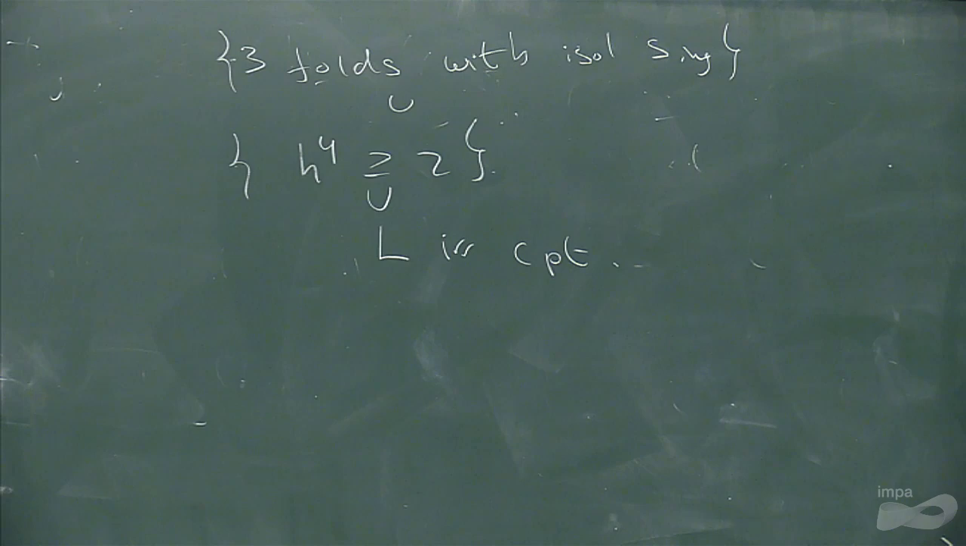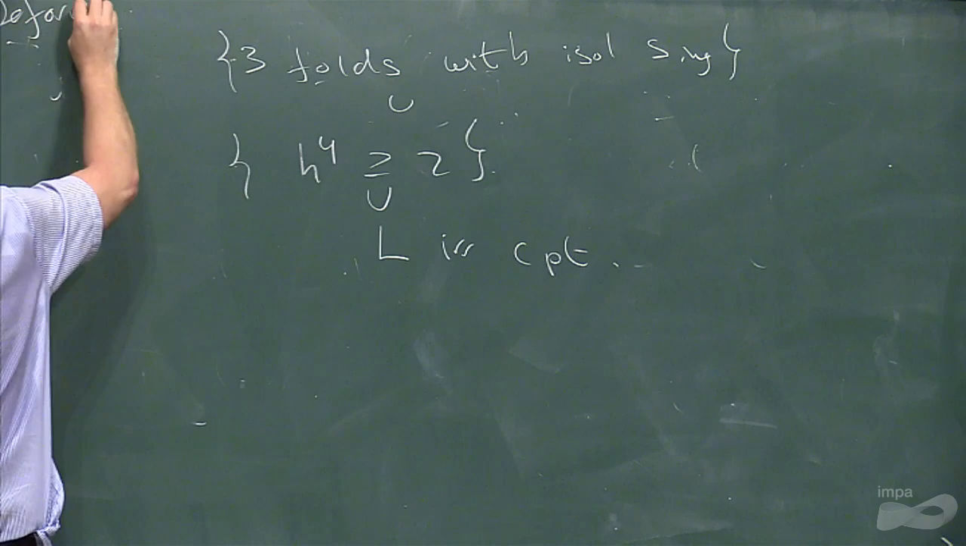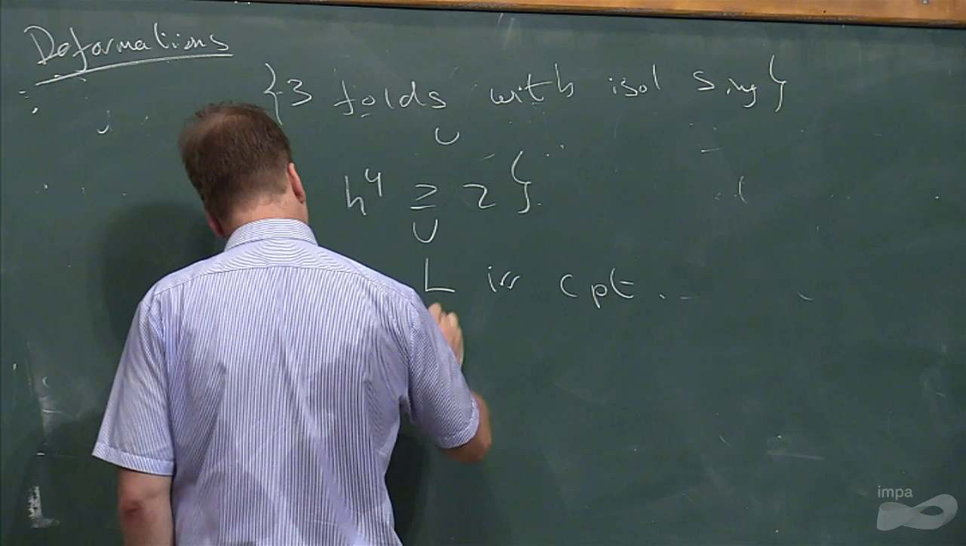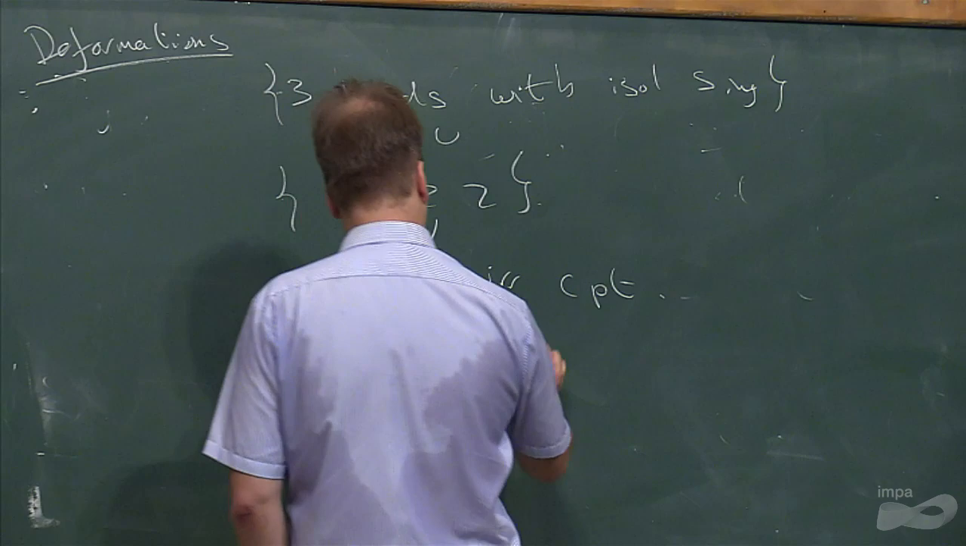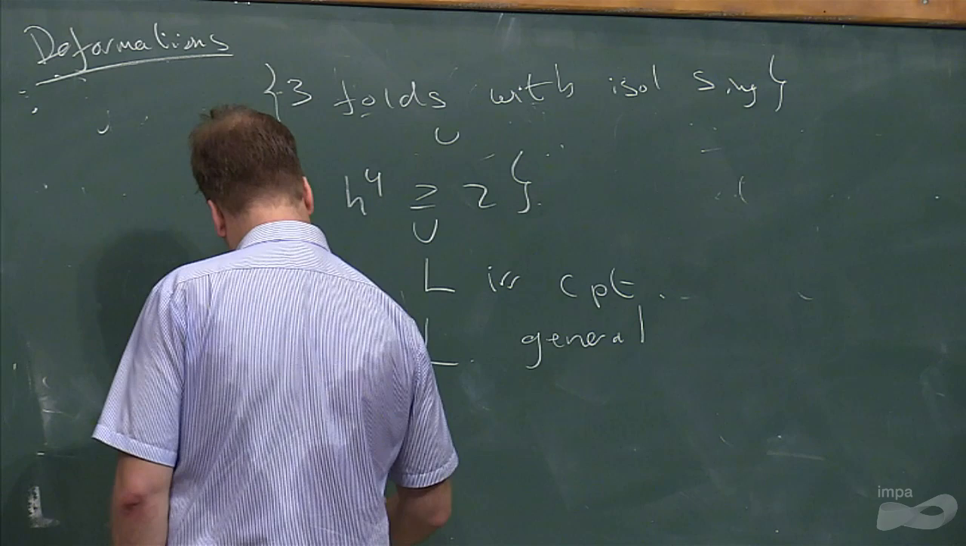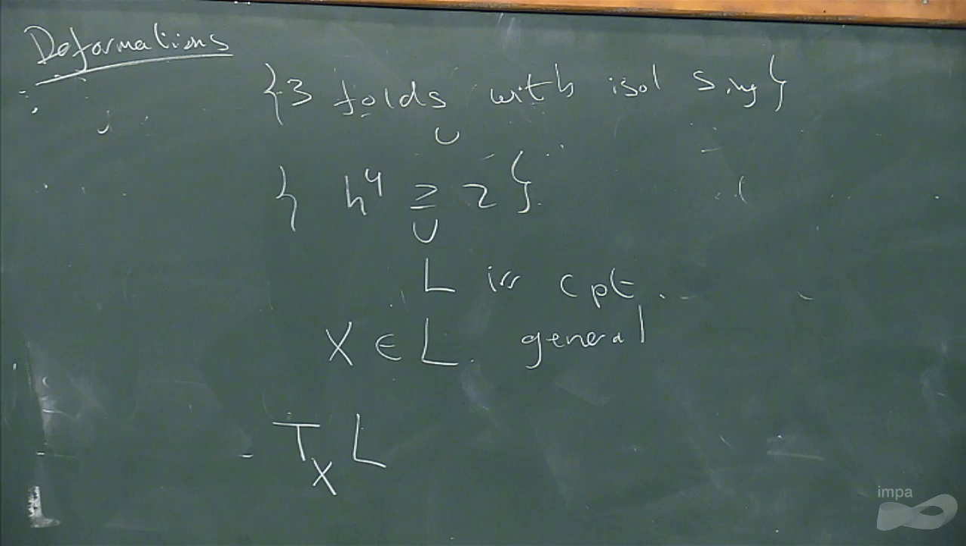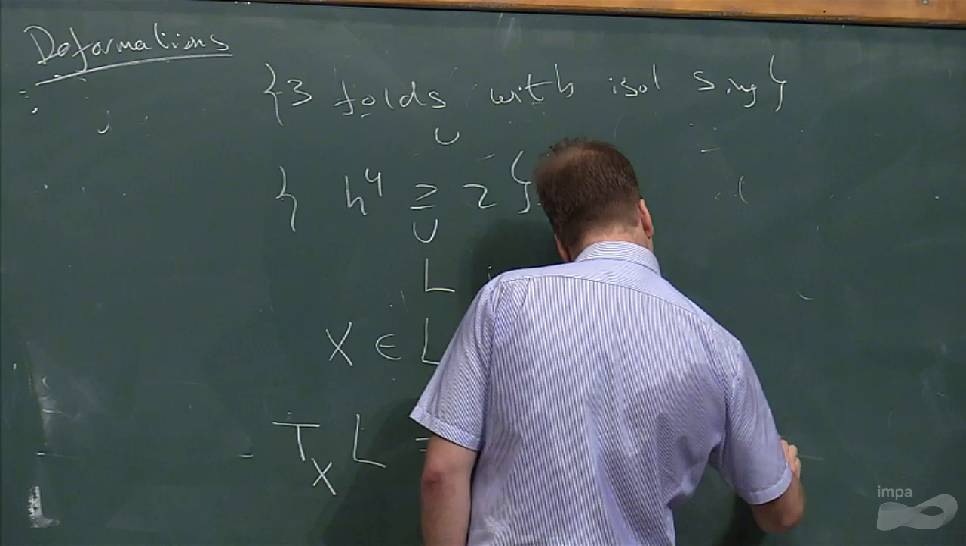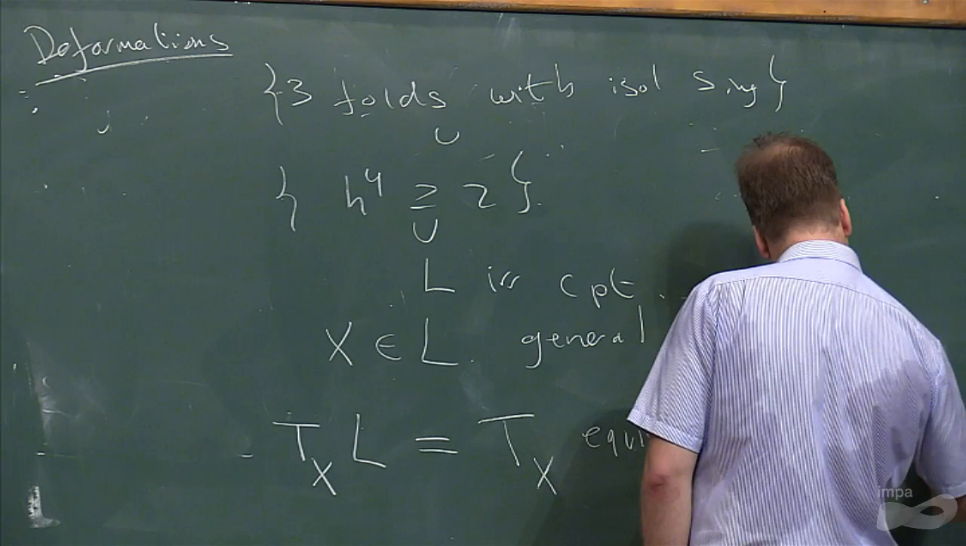So this is about deformations. You take an irreducible component, then I take a surface in X which is sufficiently general. Then the tangent space on the Hodge locus at X is also the tangent space at X of the equisingular deformation space of X. Okay, and now I'm getting into too much technicalities.